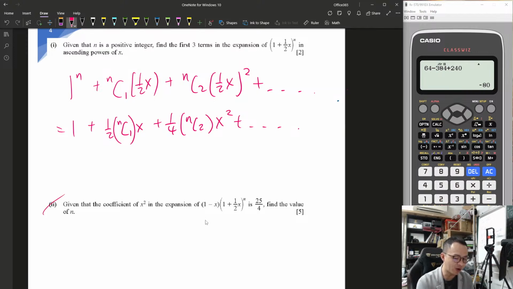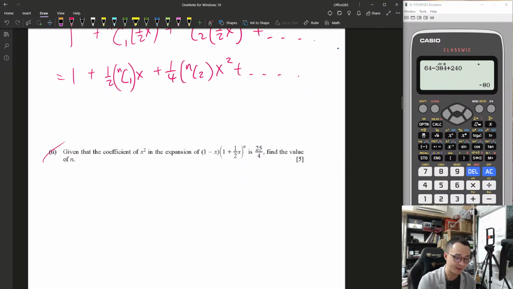Then given that the coefficient of x squared in the expansion is 25 over 4, find the value of n. Okay, so for this one, I will just copy whatever I have on the top, because this is the answer for part 1.